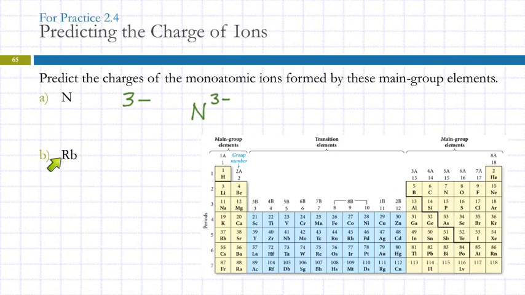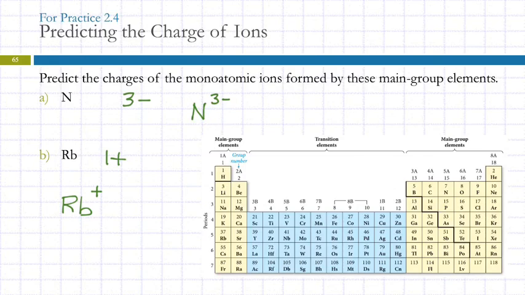How about this? Rubidium. Yeah, it's going to be plus 1. It's over here in group 1. All the group 1 elements can form plus 1 ions. Now hydrogen is here. Hydrogen also can form a plus 1 ion. So rubidium has a 1 plus charge. If we write the symbol for that ion, it's rubidium with a plus.